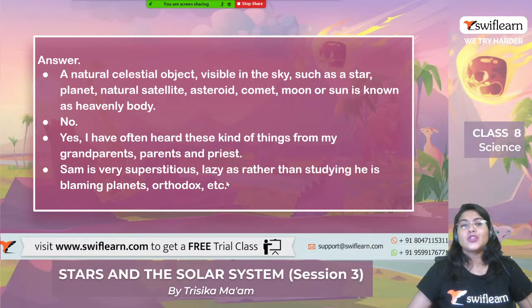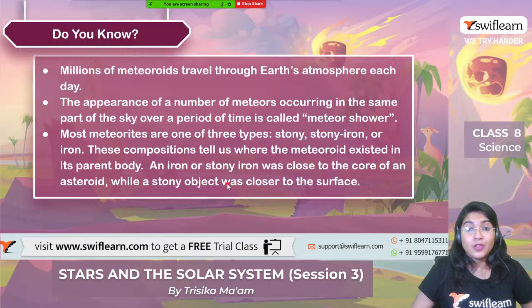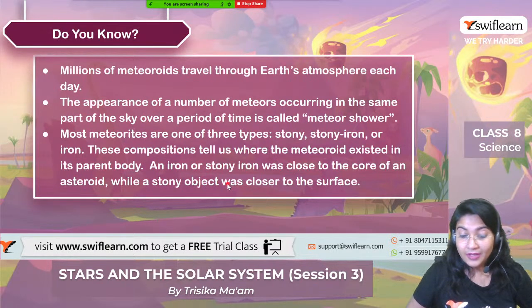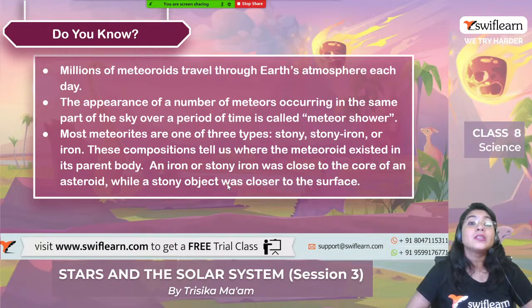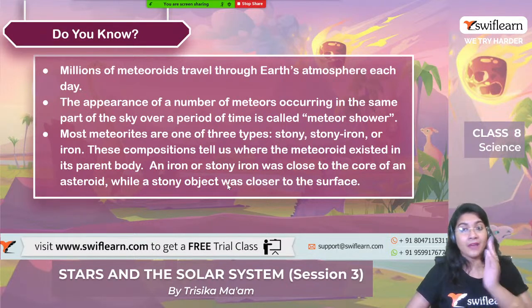Okay, so let us move on to some very good facts now, the very funny facts, or we can say the amazing facts in the universe. Millions and millions of meteoroids travel through the Earth's atmosphere each day. We are not aware of it, right? Yes. The appearance of a number of meteors occurring in the same part of the sky over a period of time is called a meteor shower. I have already shown you the picture of the meteor shower, right?